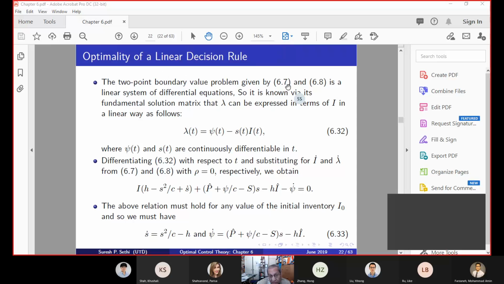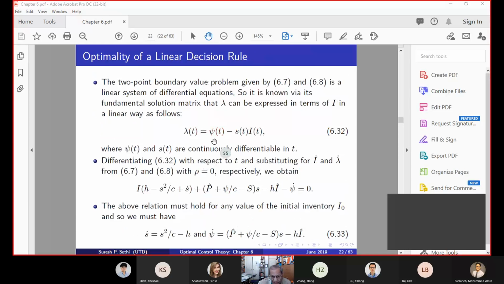But now, using optimal control theory, Bensoussan writes a paper which is like this. Because of the two-point boundary value problem, it is known, again in the theory of differential equations, that lambda t can be written as follows, where psi t and S t are to be determined functions and they are continuously differentiable. So what we are trying to do is find an equation in a variable which is derived from lambda and I.